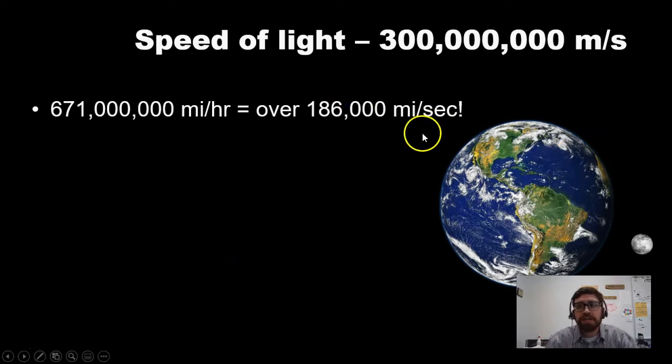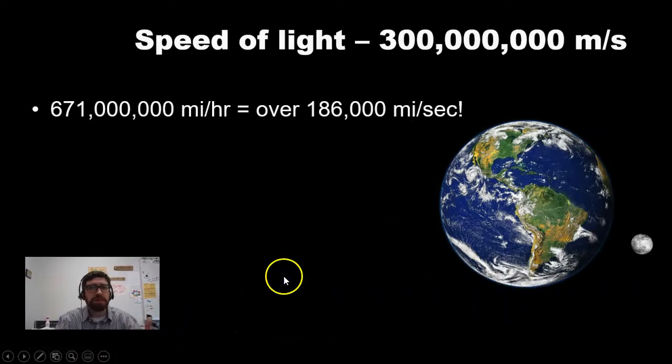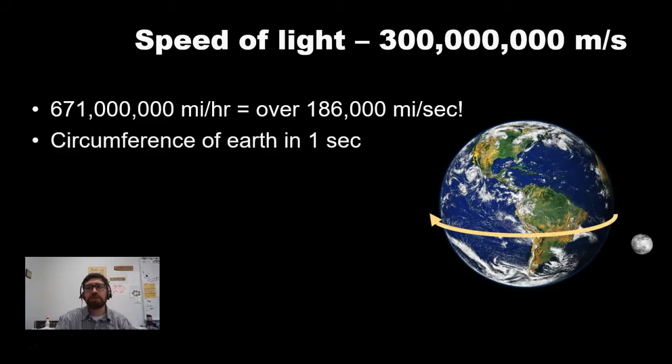Okay, 186,000 miles per second. Still too big of a number. Doesn't really mean anything to me. So to get an accurate representation of approximately what are we doing, how fast does light travel?